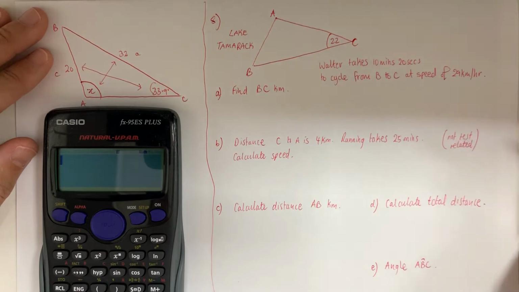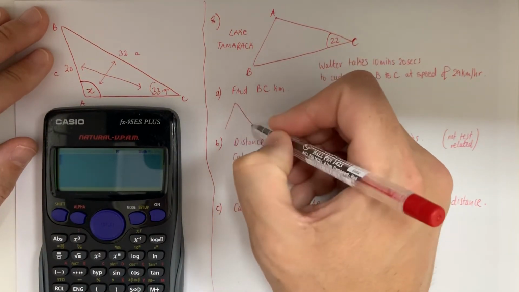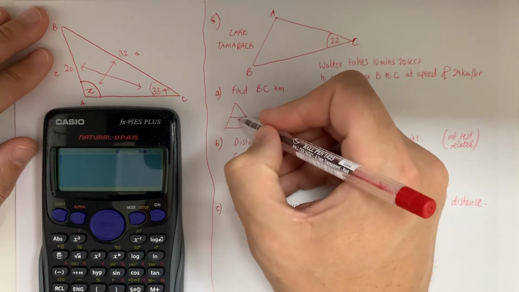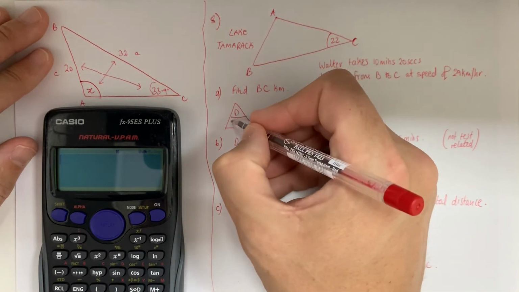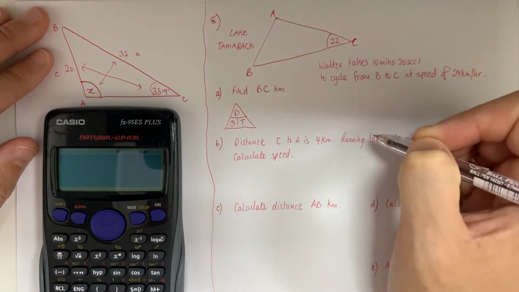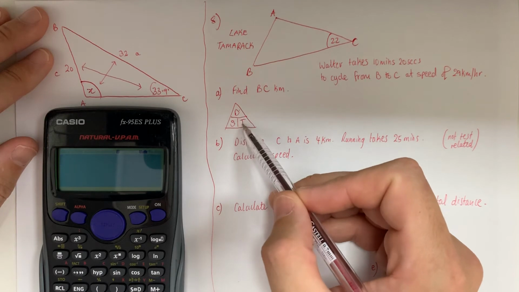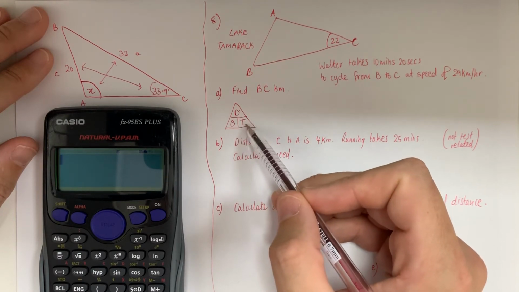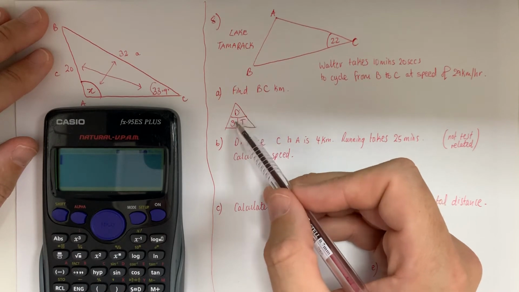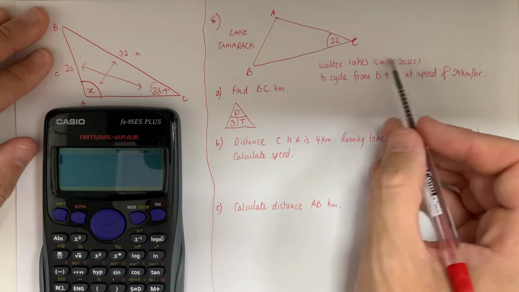However, it's a very basic formula that you should have learned in physics and in math, that distance, speed and time are all related. So if I want to find the distance, it's speed times time. If I want to find the speed, it's distance divided by time. If I want to find the time, it's distance divided by speed. But I've got to make sure that my units all match.